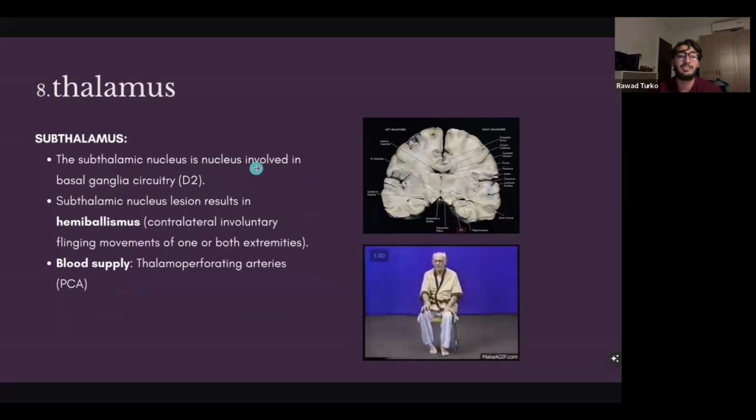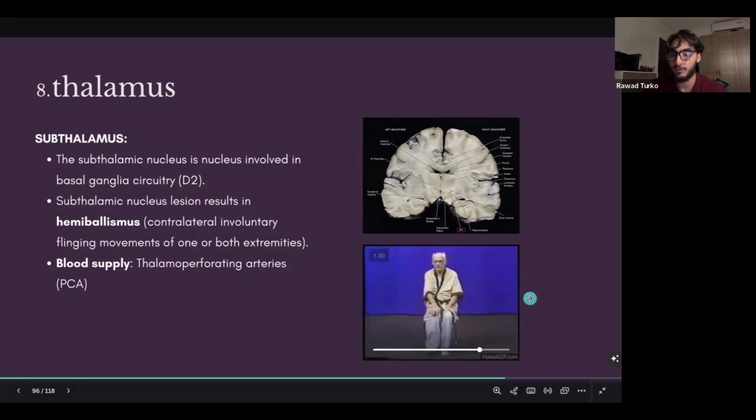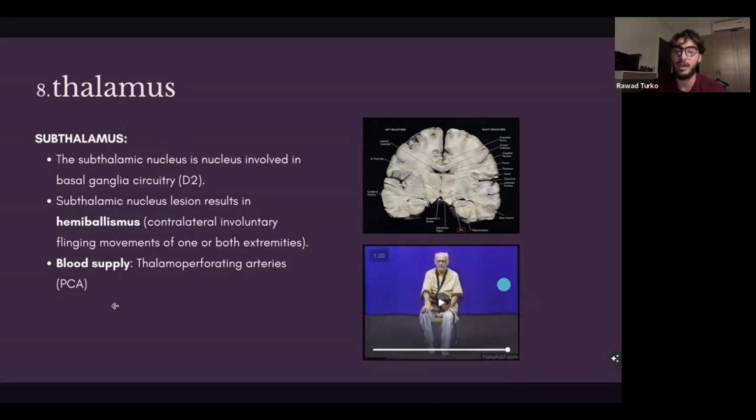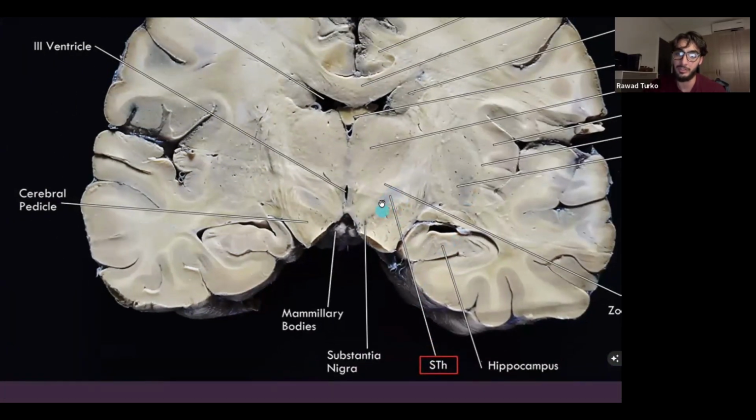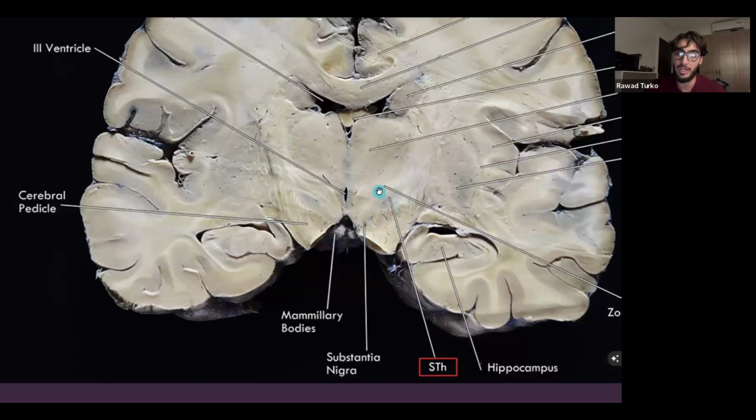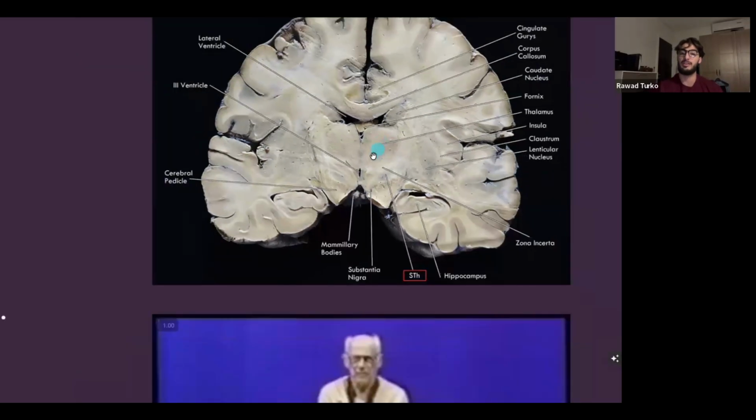Okay. Now we're going to talk about the subthalamus. The subthalamus has one main important nucleus that we have to talk about, which is the subthalamic nucleus, which we're going to talk about in more detail when we come to the basal ganglia lectures. But for now, all I need you to know is that a lesion in the subthalamic nucleus would result in hemiballismus, which is contralateral involuntary flinging movements of one or both extremities. So this is what it would look like. This is the subthalamus, and the blood supply is the PCA, through the thalamoperforating arteries. This is the subthalamic nucleus, and this is where the substantia nigra is. So it's right underneath the thalamus. This is the thalamus, by the way.